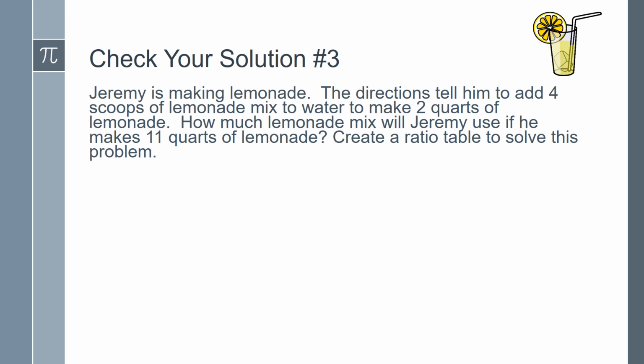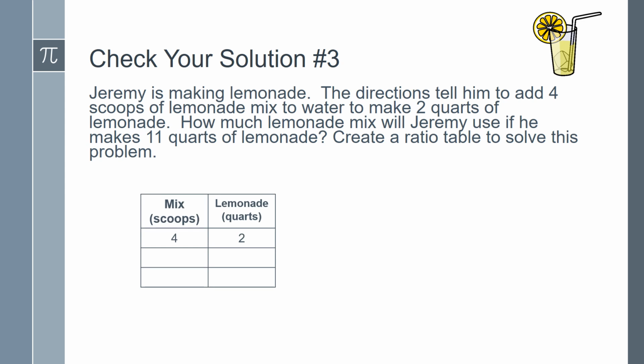We need to start by creating a ratio table. We have 4 scoops of mix to 2 quarts of lemonade. In the end, we will have 11 quarts of lemonade, but 2 is not a factor of 11. This means we need to start by dividing both sides by 2 so that we have 1 quart of lemonade. This will lead to 2 scoops of mix.